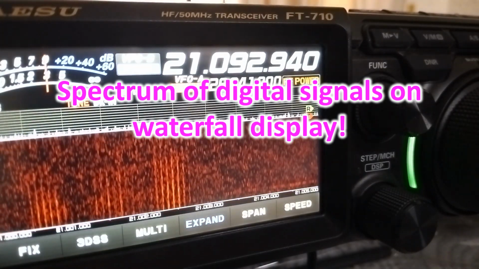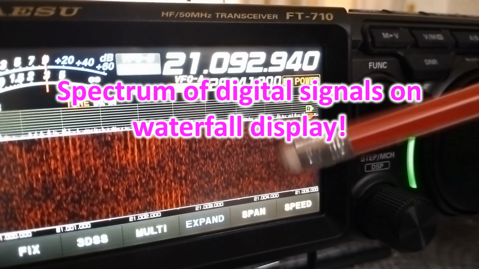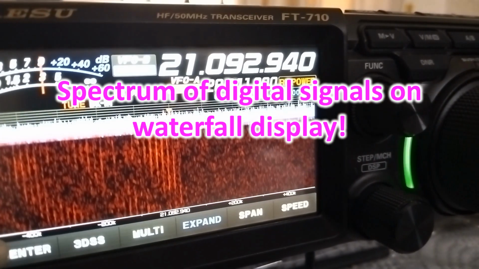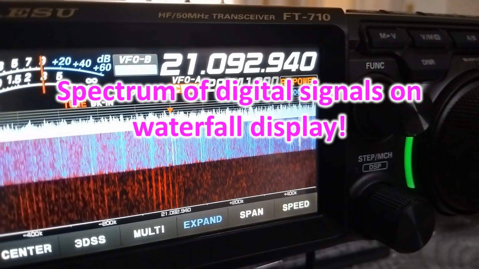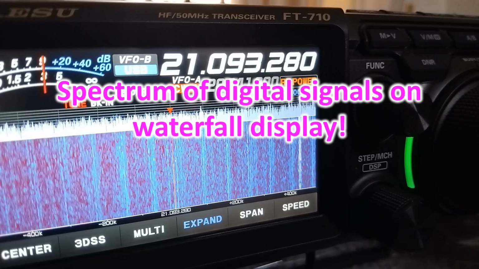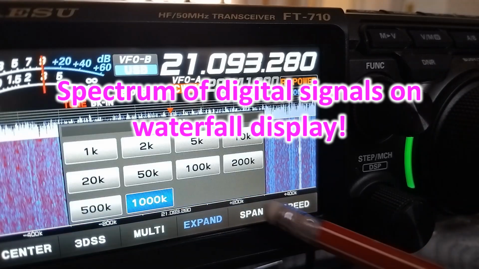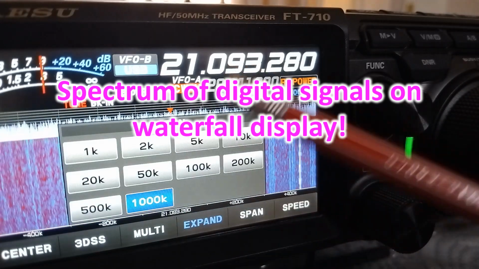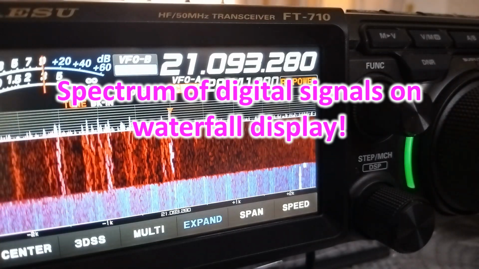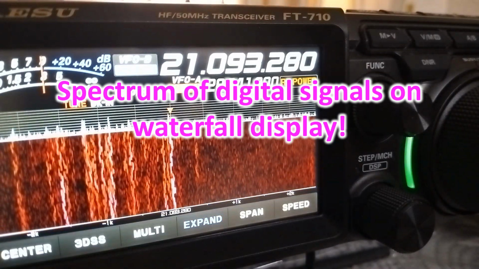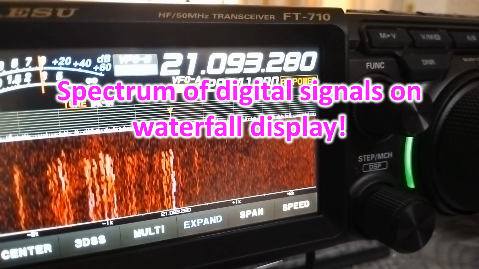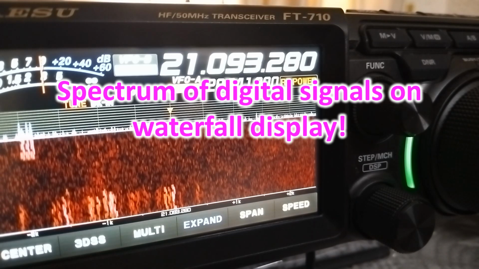Now you can see the spectrum over there, and I can fix it to the center also. Now the signal will be in the center. And once again I'll change the span. Now you can see the span of the signal. It is about 2 kilohertz or more.